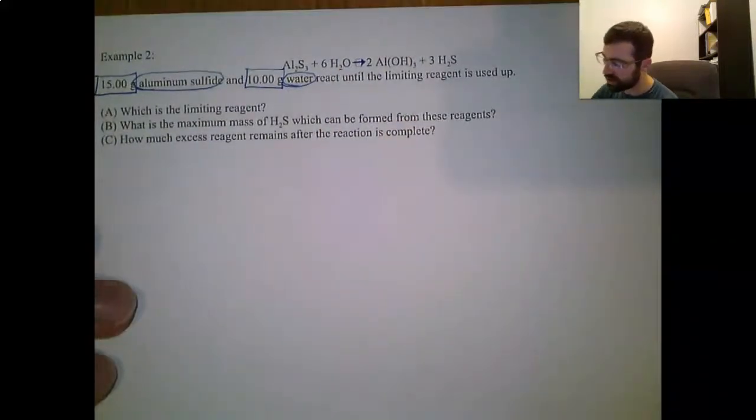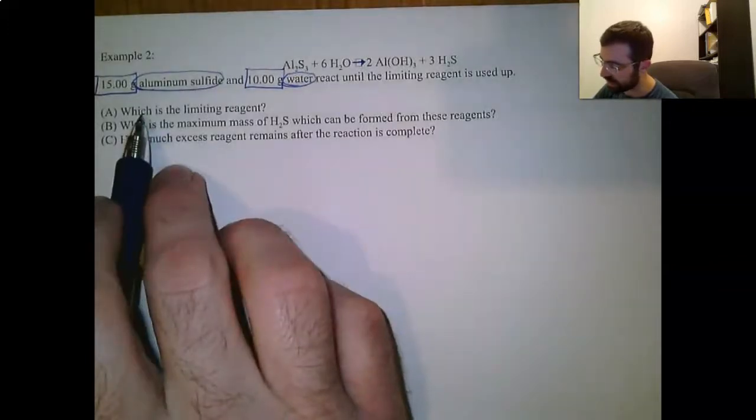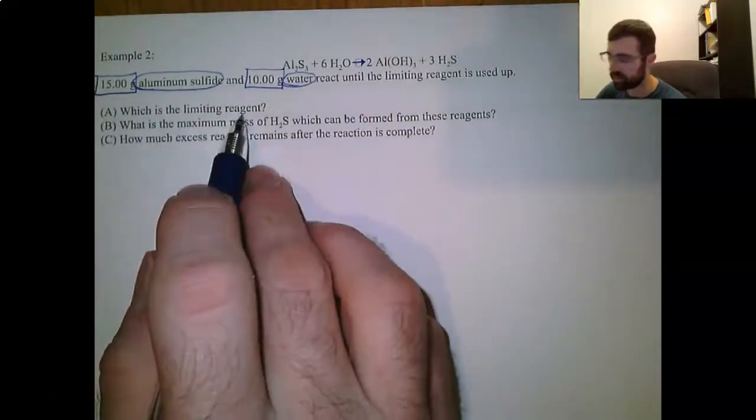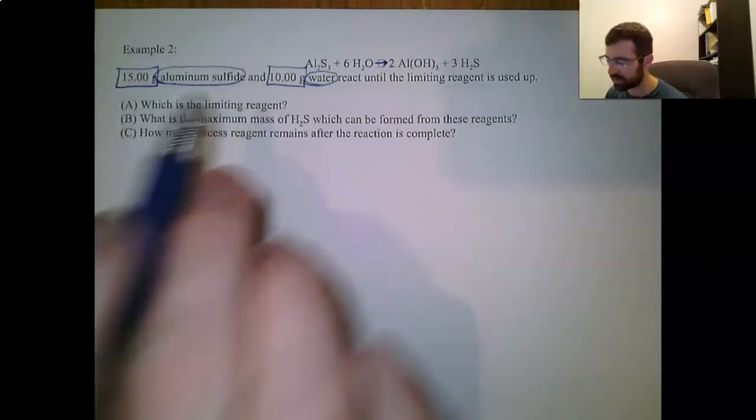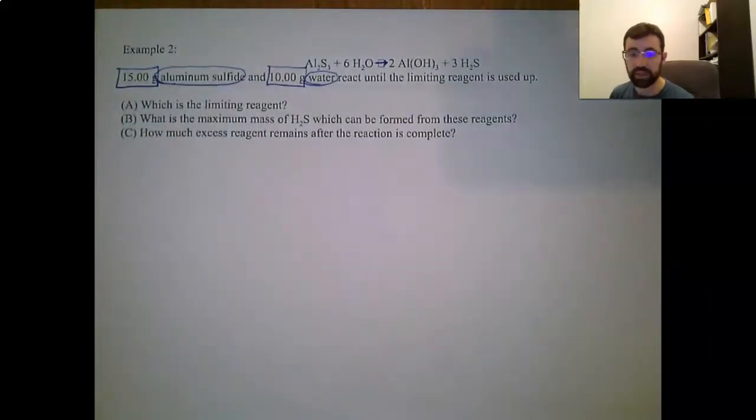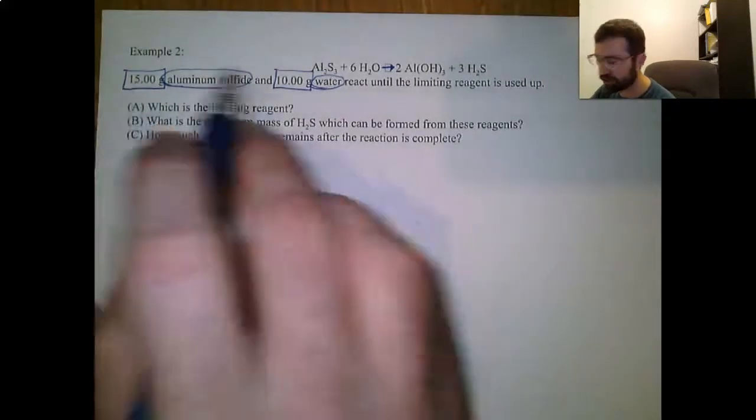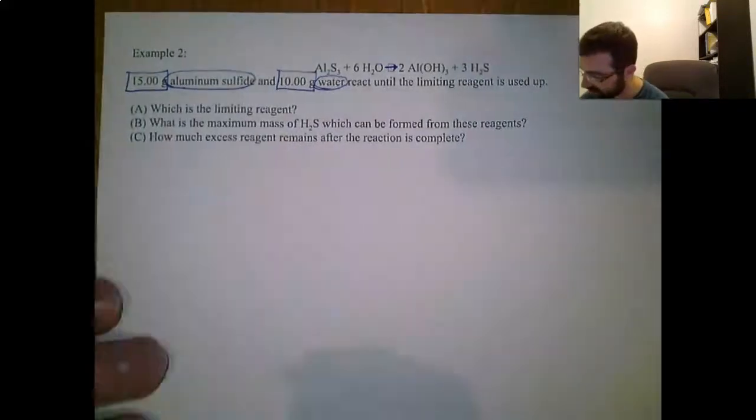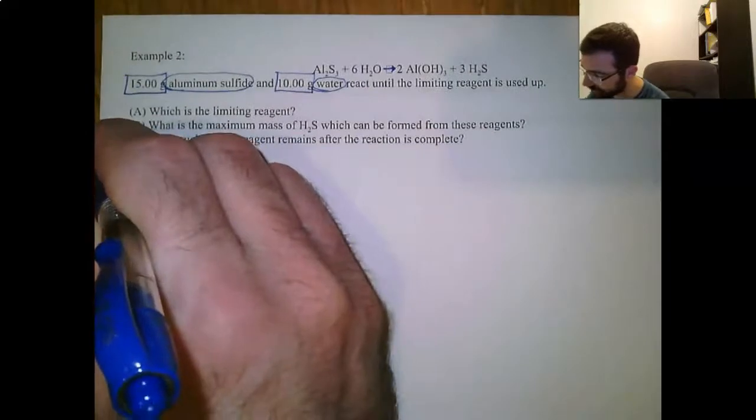All right, the question first. Part A says, what's the limiting reagent? What's the limiting reagent or limiting reactant? Well, before we can get started, we really need to do our steps of a stoichiometric calculation. Step 1, find moles. I have grams of two different things. I've got to find moles. So we're going to start with step 1 here.